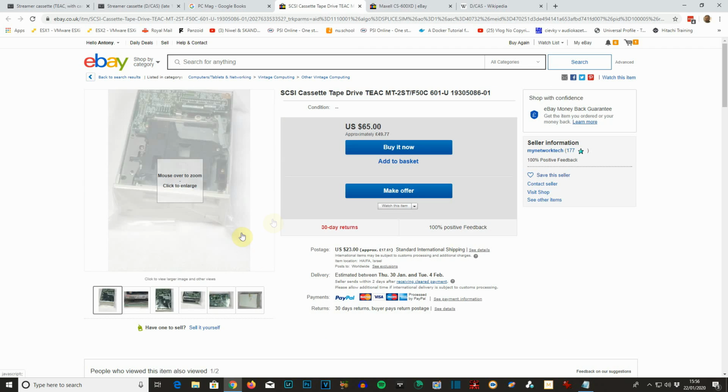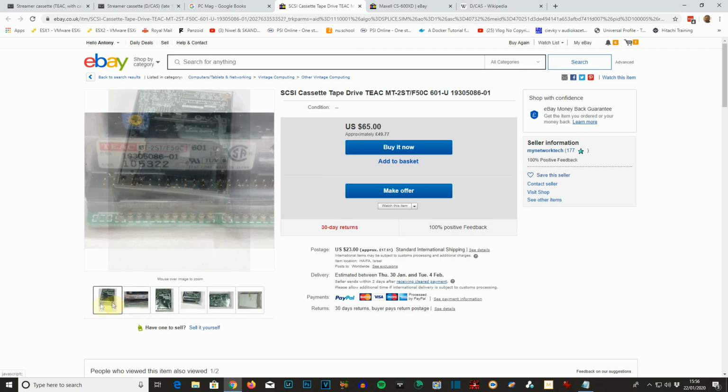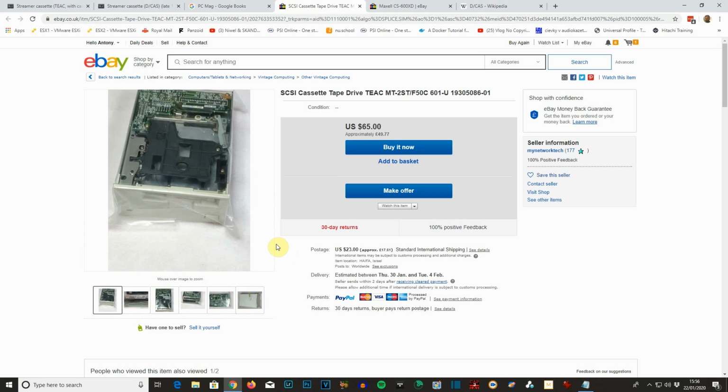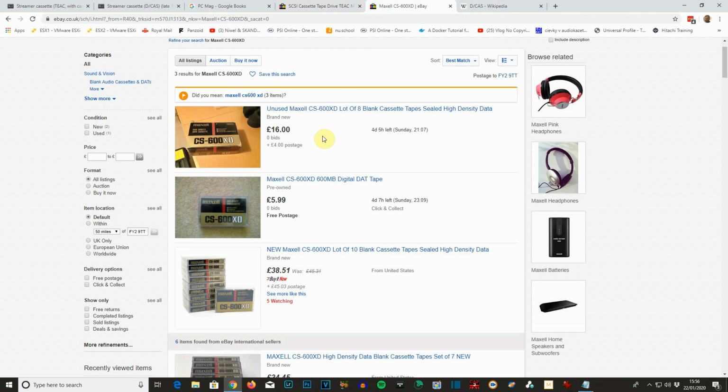But if you feel so inclined, you can still get these drives. If someone gave me one, I'd have a crack at it, but I'm not that interested enough to actually buy one. And indeed, these Maxell cassettes are still quite readily available. This guy wants £6 for a 600 meg digital DAT tape.